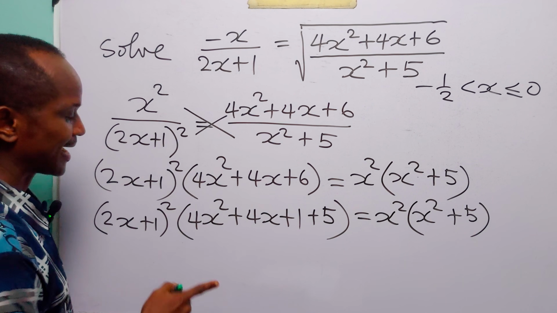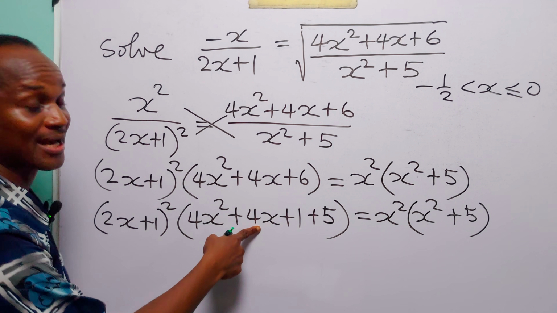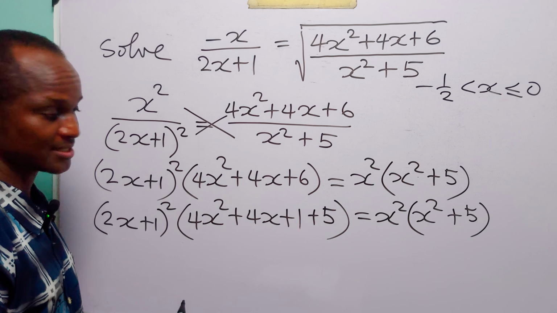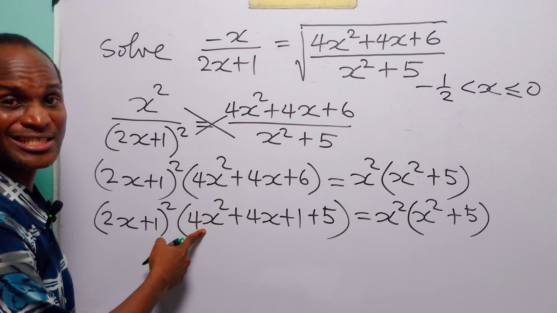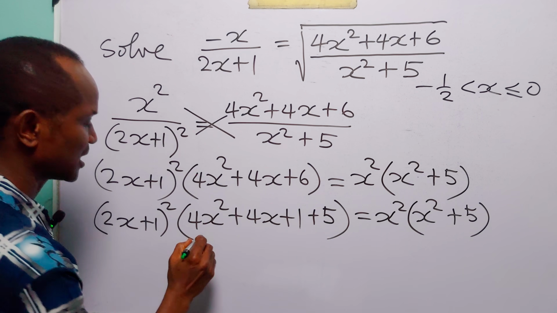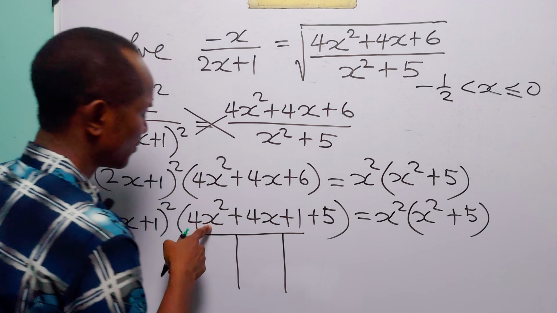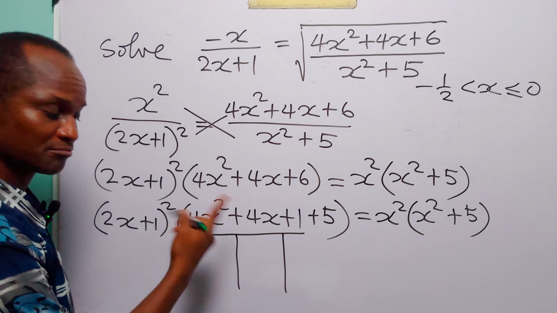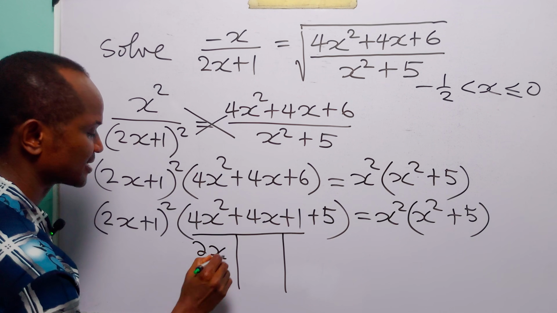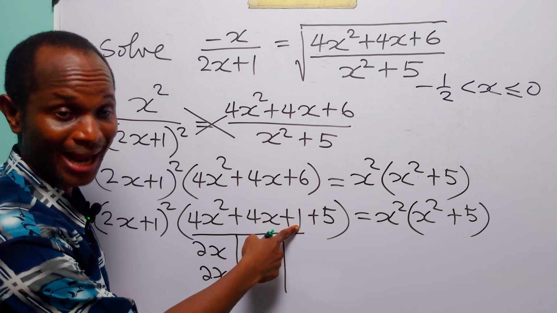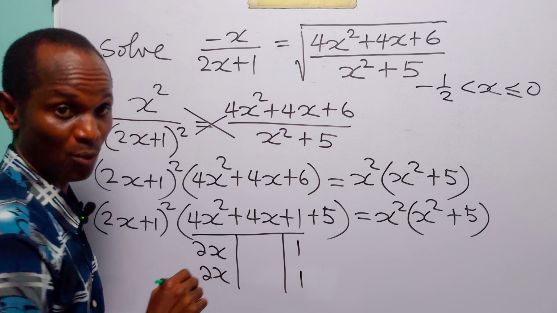Now, let us look at the expression 4x squared plus 4x plus 1. We can factorize it. Since the coefficient of x squared is not 1, let us use the table method. Now, what are the factors of 4x squared? We have 2x and 2x. What are the factors of 1? Of course, 1 and 1.